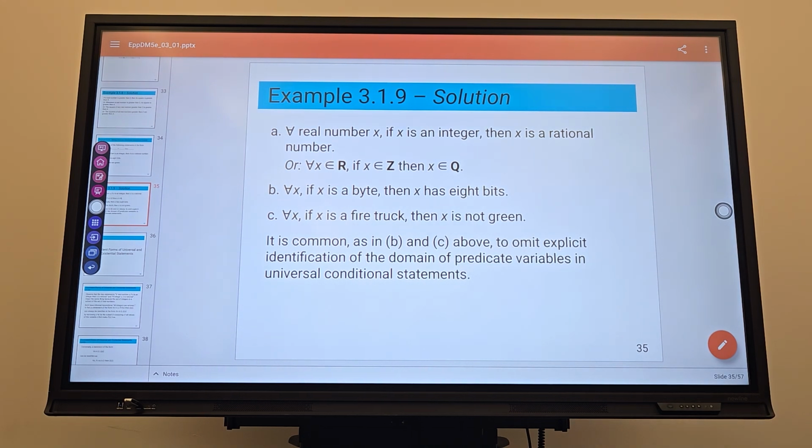To omit explicit identification of the domain: it is common to omit the explicit identification of the domain and predicate variables in universal conditional statements. I would add, if it's obvious. Or it just can't be expressed. There's no notation for the set that is the domain of the predicate.